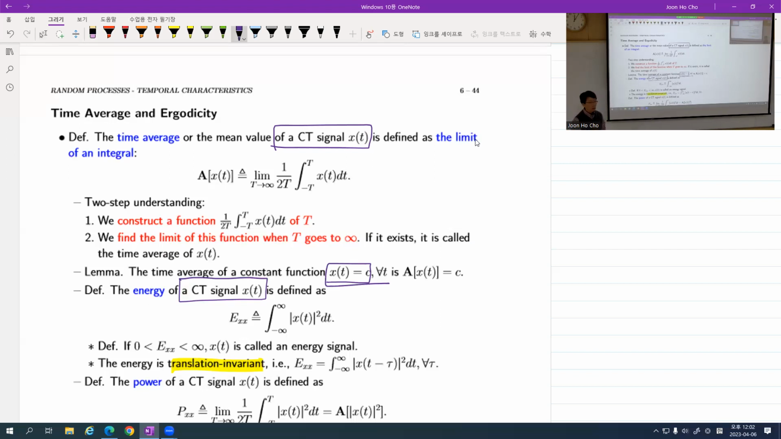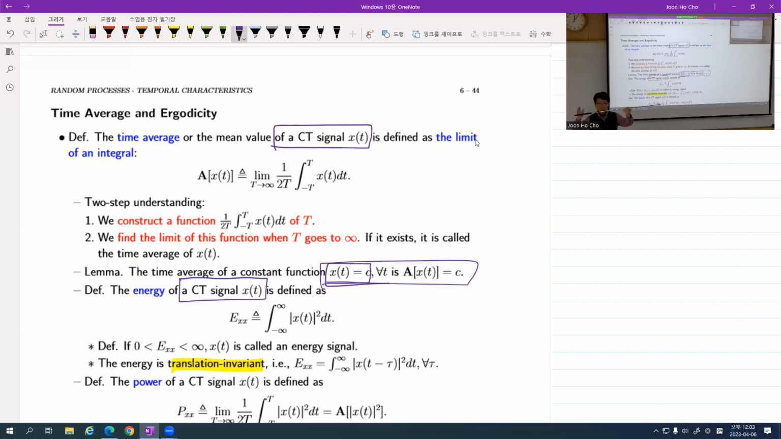Suppose you have a constant function, x of t equals c for all t. What is the time average? You average over negative capital T to positive capital T, then the integral is what? C times 2T. Now you divide by the interval to get back the value. So this holds. If you have a constant function, the time average is simply the constant value itself.